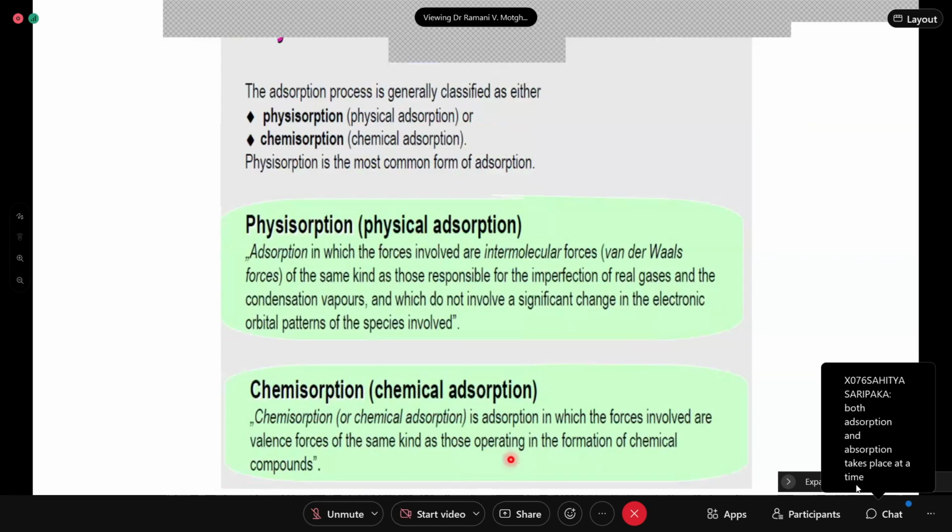Then physisorption and chemisorption. Now physisorption, we very well know, is due to the van der Waals forces of attraction, whereas chemisorption takes place due to specific active sites, so that there is formation of certain bonds between the adsorbent and adsorbate.